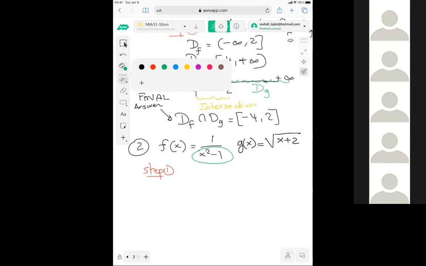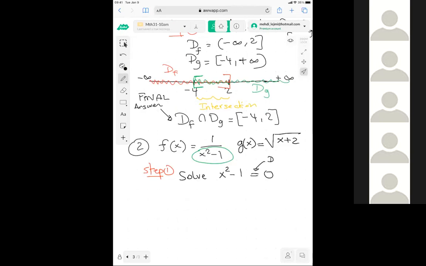Okay, so I need to solve x squared minus 1 equals to zero. It's not larger or equal to zero, it's equal, because I don't care if it's positive or negative. All I care about is when it's equal to zero. Again, because it's division and you just have to avoid the division by zero. So if you have a division, that will be equal. If you have a square root, that will be larger or equal to zero.